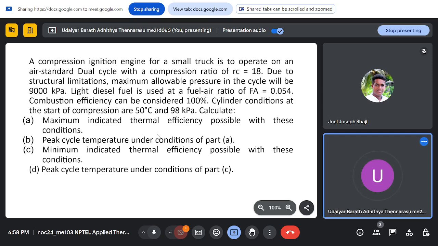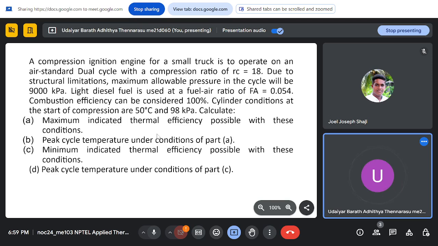Just to clear up, it is working on a dual cycle. Your compression ratio, that is V1 by V2, the volume ratio, is given as 18. Because of some structural limitation, you cannot exceed a pressure of 9000 kilopascal. A fuel-air ratio is given, and your inlet condition is given as 50 degrees Celsius and 98 kilopascal. So this is all that is known.